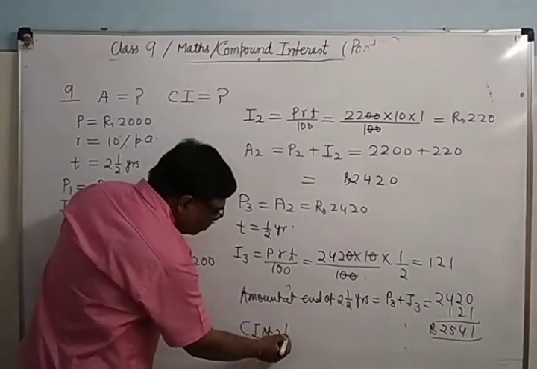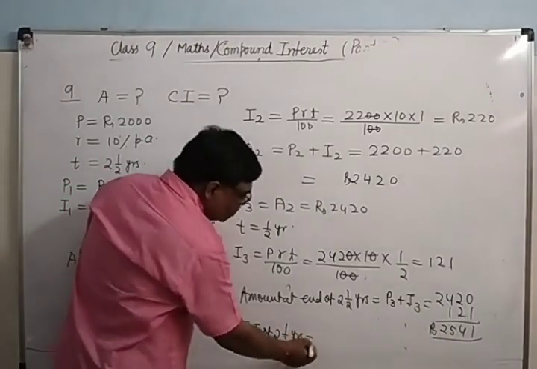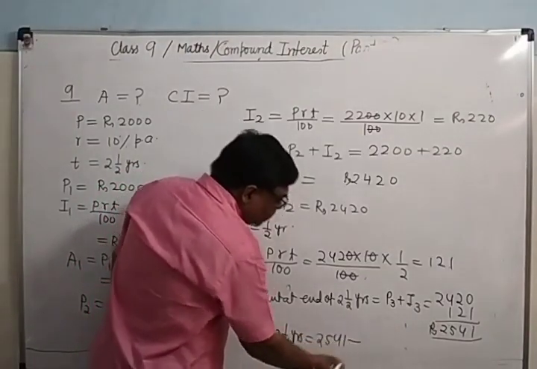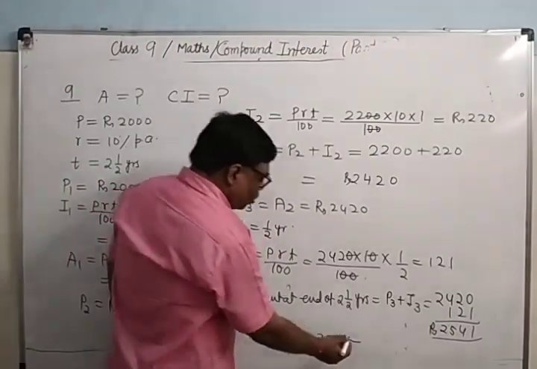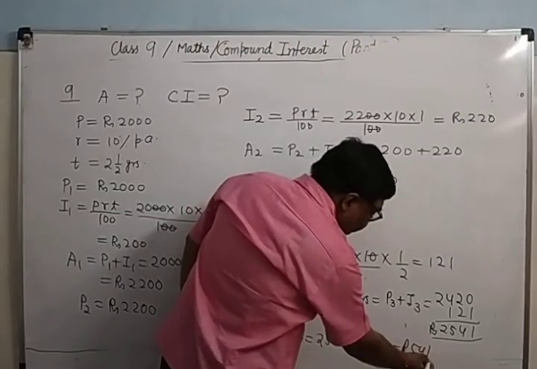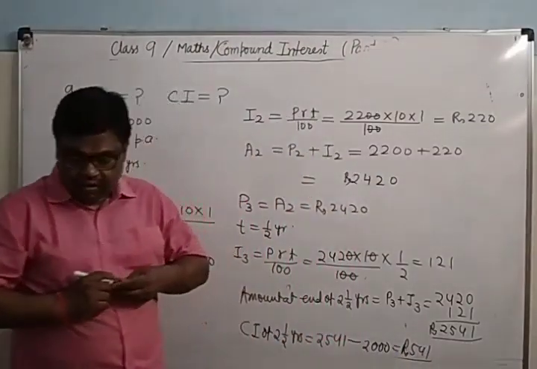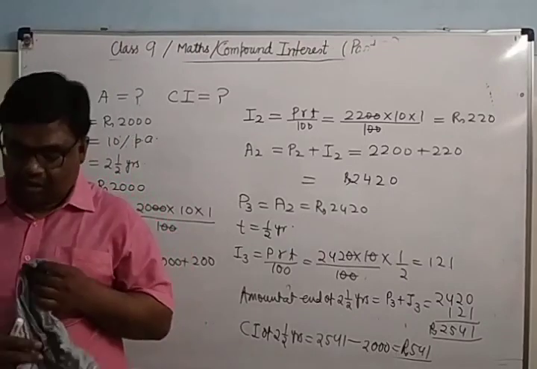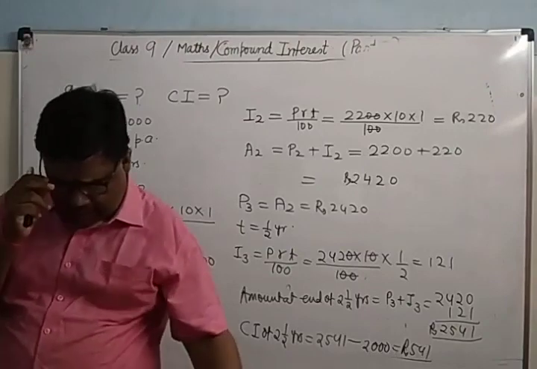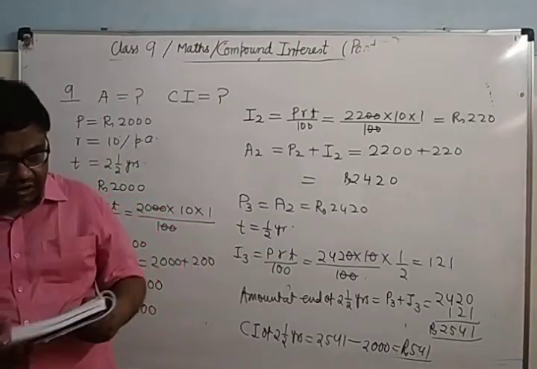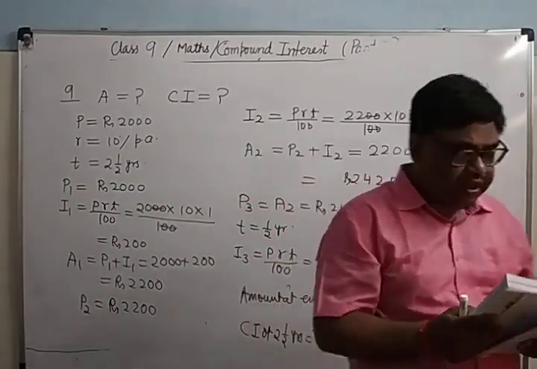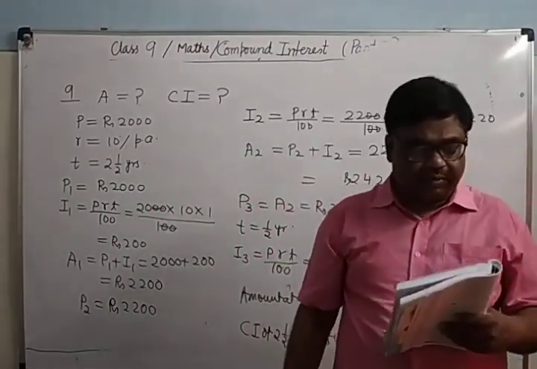So what is the CI of 2 whole 1/2 years? CI of 2 whole 1/2 years is 2541 minus the original sum, which is 2000. So it is rupees 541. Now one more question I will do, in which some amount is returned every year at the end of every year. But before that, see question number 11. That I will not do, only explaining.